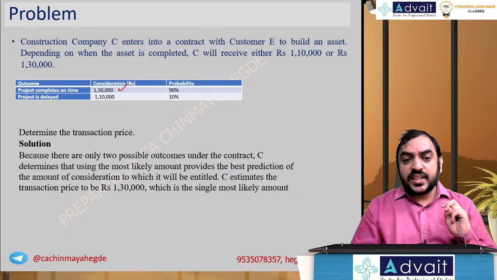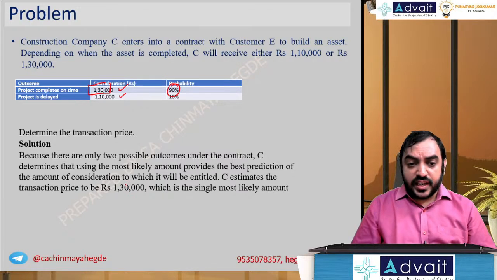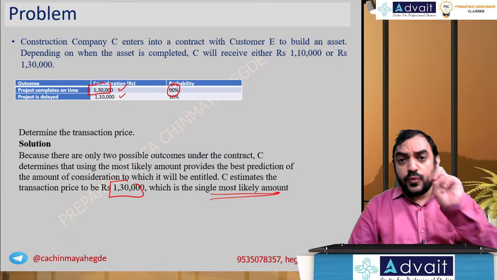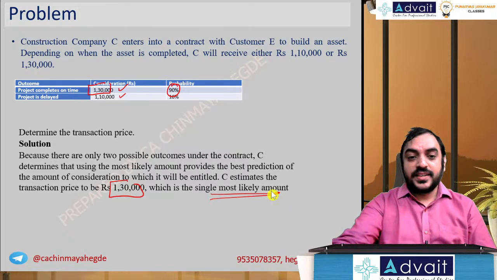Either you receive 1,30,000 or you receive 1,10,000. And what is the probability of this one? 90% is having the highest probability. So straight away go and select 1,30,000, the most likely amount. Don't do expected value when there are only two situations or two possibilities.